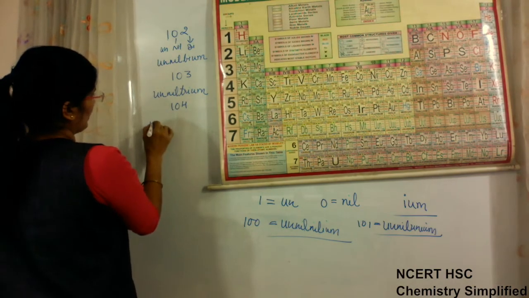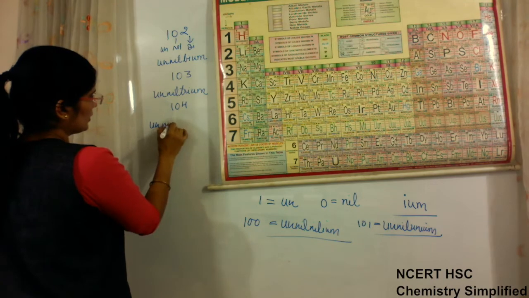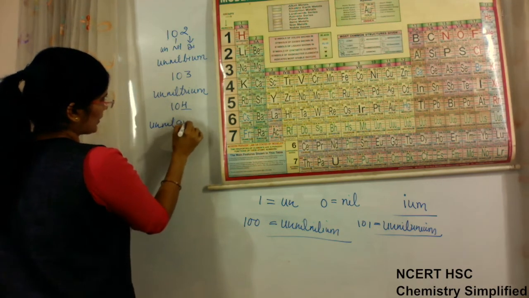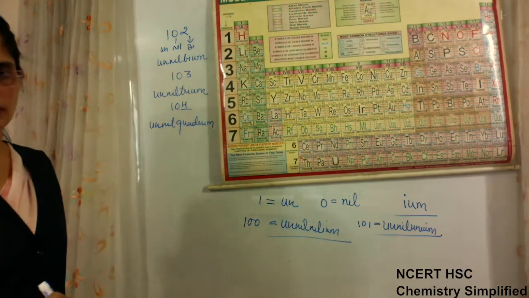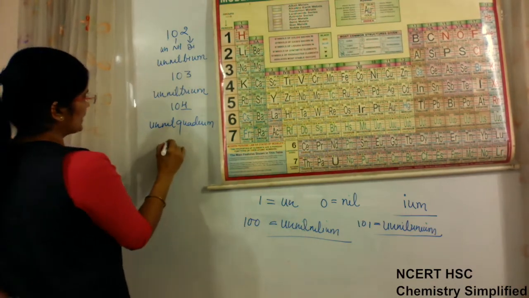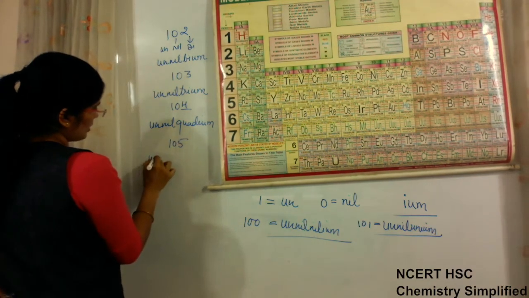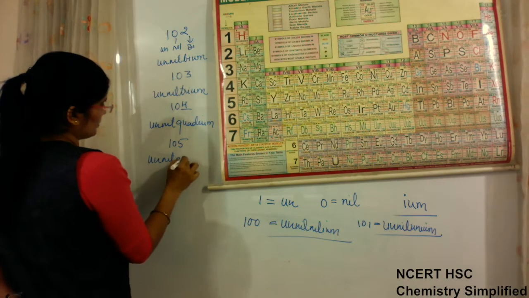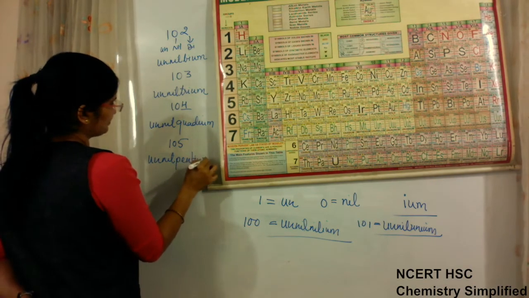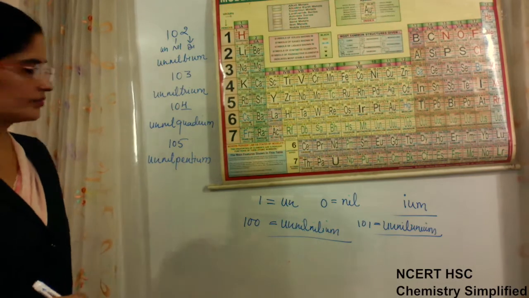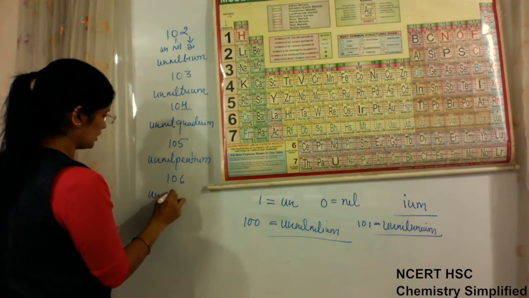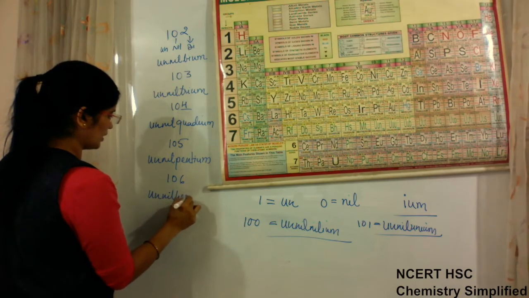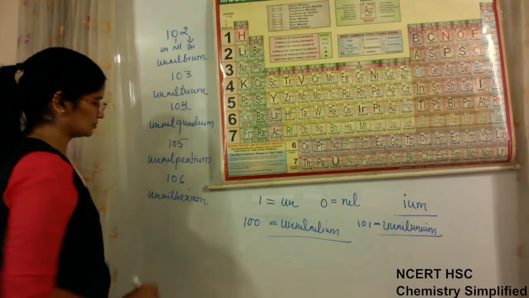104. Un for 1, nil, 4 is quad. Un-nil-quadium. Okay. 105. Un-nil-pentium. 106. Un-nil-hexium. Okay.